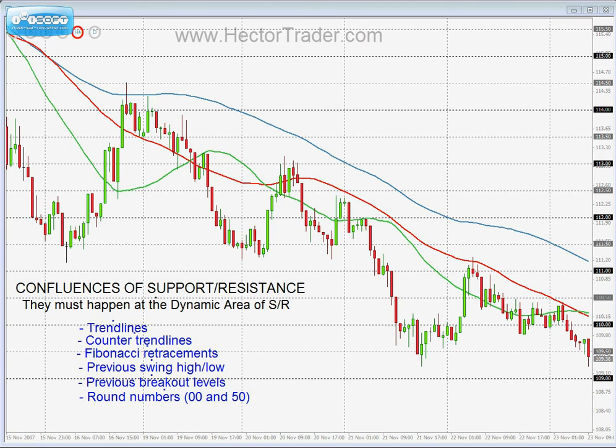The definition of a confluence is different elements of support and resistance coming together within a few pips of each other. Basically, if you have one element of support or resistance and then you add another element of support or resistance that falls in line on your chart within very few pips, very close to each other, they strengthen each other, and therefore that level becomes doubly powerful as a support or resistance.